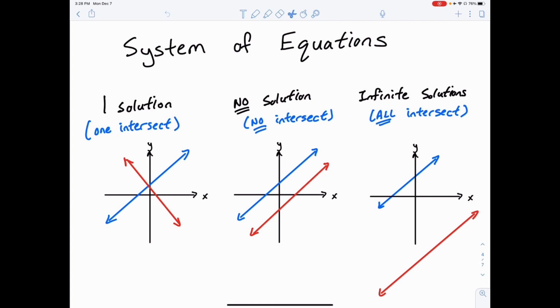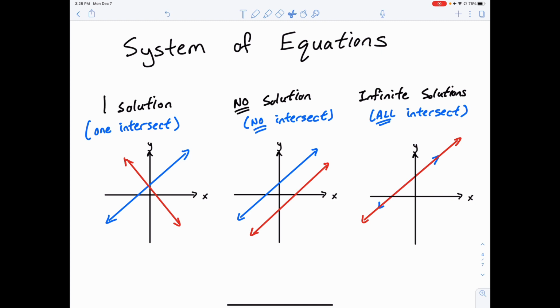And the third case here is that there might be infinite solutions. So for example, we'll have two lines that might look different in equation, but in actuality, they're the same line. One line is just a shorter version or an extended version of itself.